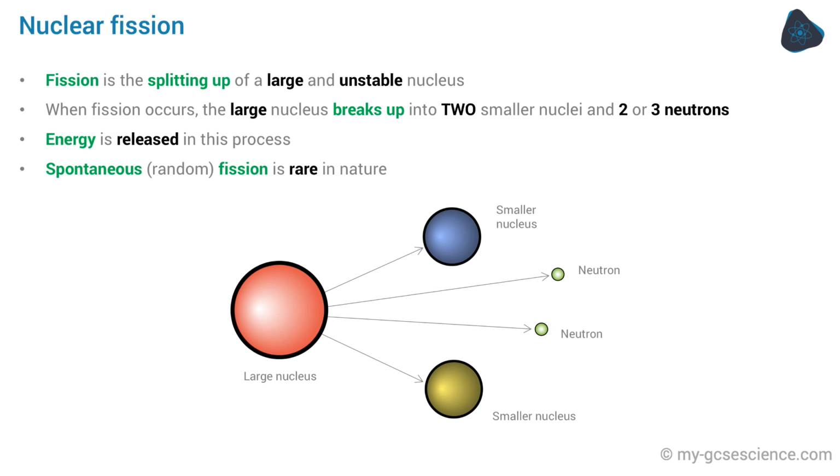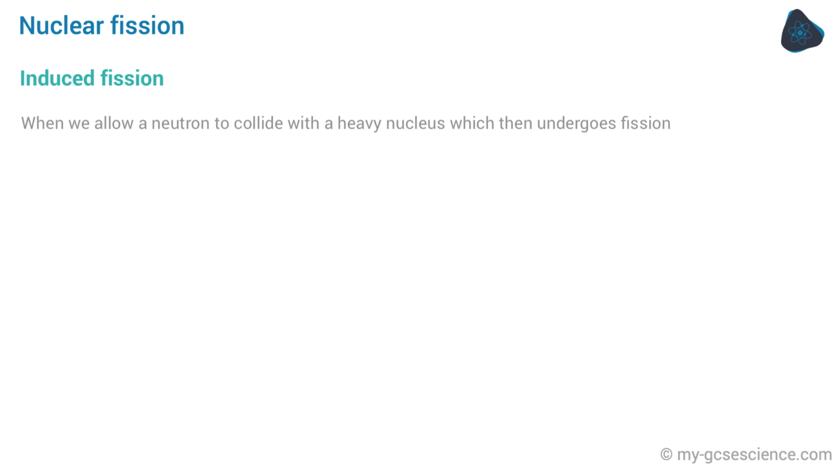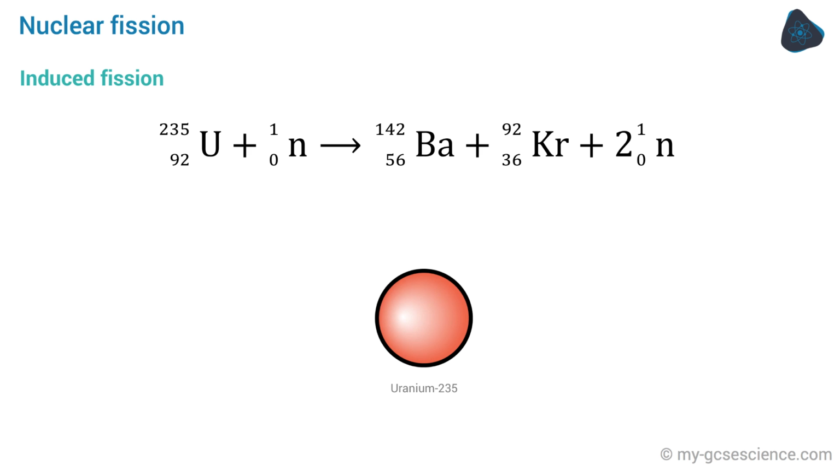Spontaneous fission is rare in nature, so if we want to use fission for anything, we have to make it happen. The way we do that is by allowing a neutron to bash into a heavy nucleus. Let's look at an example. Here, a uranium-235 nucleus has absorbed a neutron. This causes this nucleus to become very unstable and break up almost instantly.